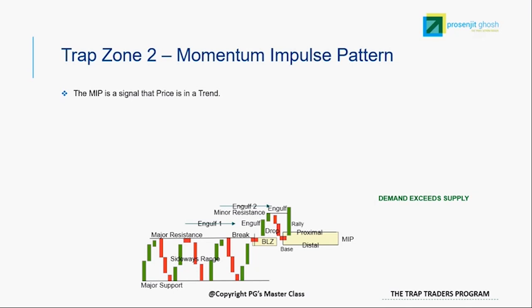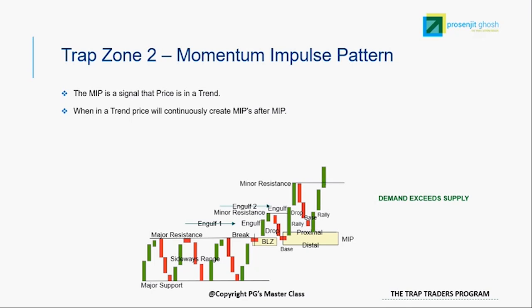Okay. Now the MIP is a signal that price is in a trend. So if demand MIPs are getting created, that means price is in uptrend. So when in a trend, price will continuously create MIPs after MIPs. Okay. So how it happens? Price will move up, again create a drop, a base, and a rally. By this, it will again break another minor resistance and engulf it.